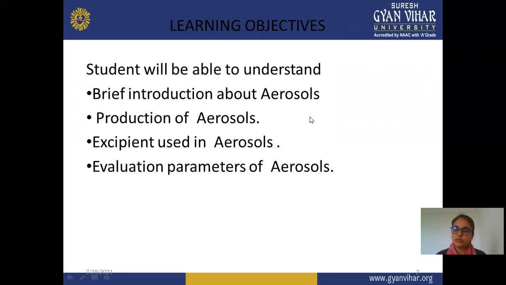Next is excipients used in aerosol. Which excipients do you use for manufacturing of aerosol, examples of these excipients, and how you select them. Are all excipients suitable or not, and if under certain conditions excipients need to be changed or alternative excipients taken, how do you select the alternative excipients? And the next is evaluation parameters of aerosol: how you evaluate aerosols, the different quality control tests for evaluation of aerosols.